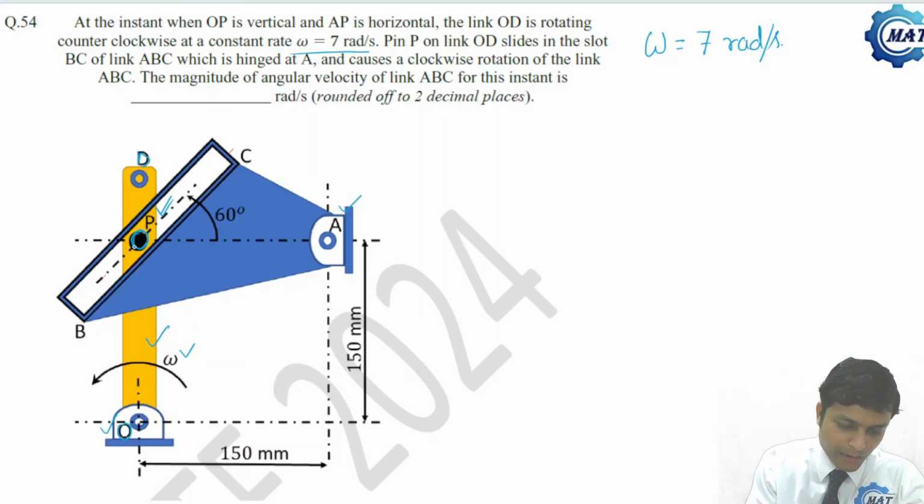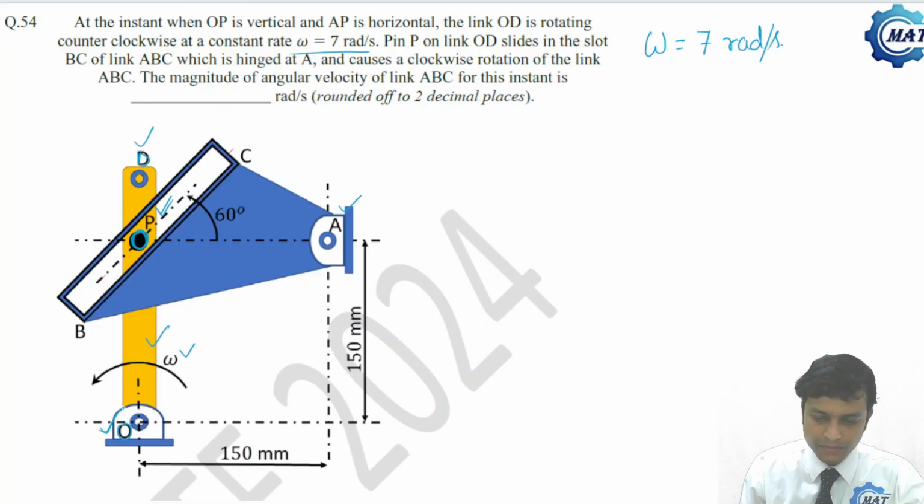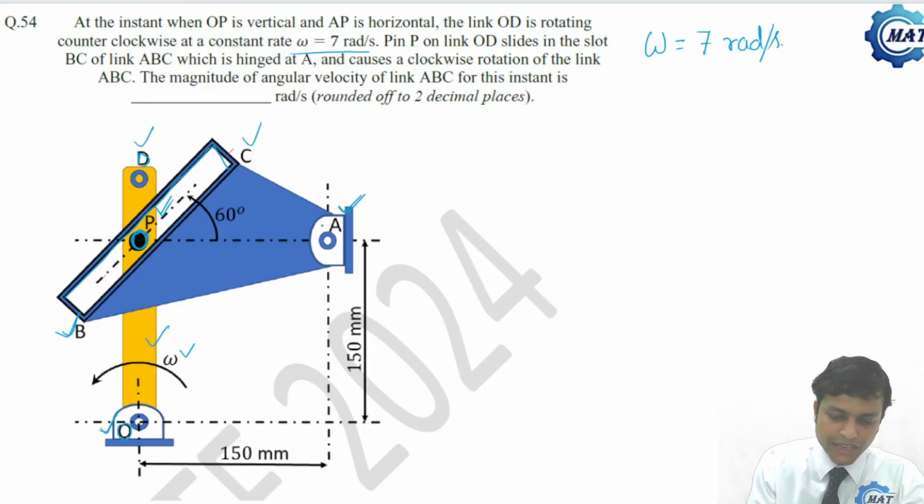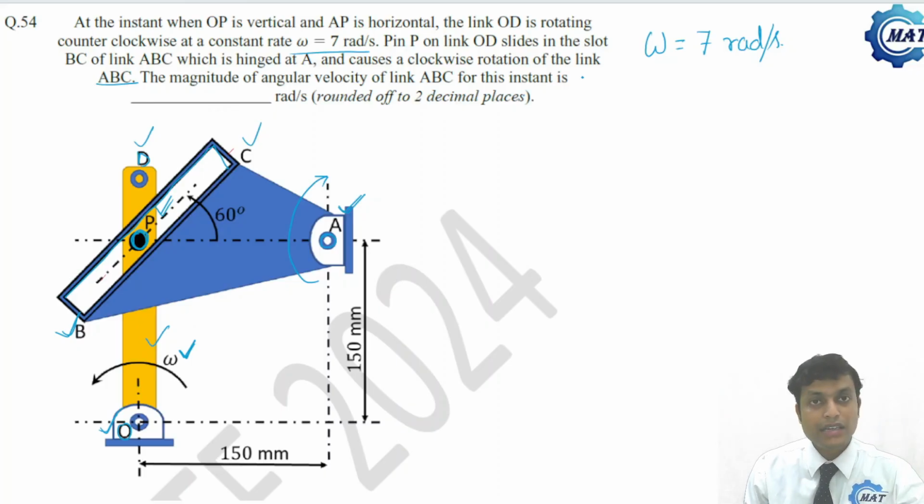Pin P, this is the pin P on link OD, slides in the slot BC. This is B, this is C. So you can see the slot, this is the slot BC of link ABC. This is A, this is B, this is C, the triangular link ABC, which is hinged at A. Due to this rotation, due to omega, the ABC will rotate in the clockwise direction, causing a clockwise rotation of link ABC. The magnitude of angular velocity of link ABC at this instant has to be determined.